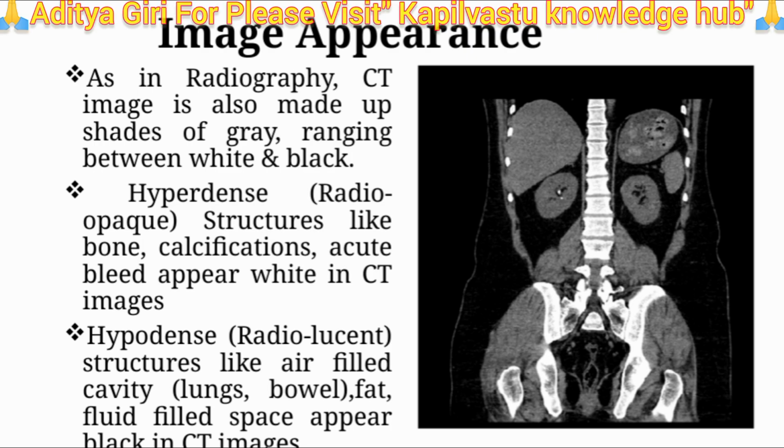Understanding these differences in appearance is key to interpreting CT scans accurately. It allows us to identify normal anatomy and detect abnormalities based on how different tissues and substances absorb radiation. This color coding, in a way, helps us visualize the internal structures clearly and makes diagnosis much more straightforward.